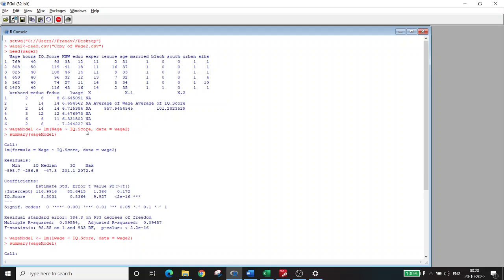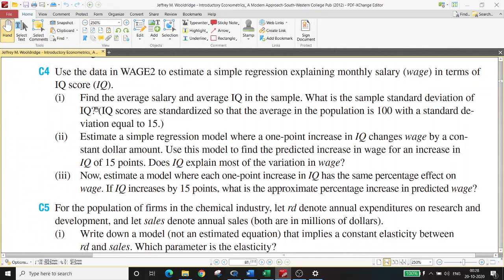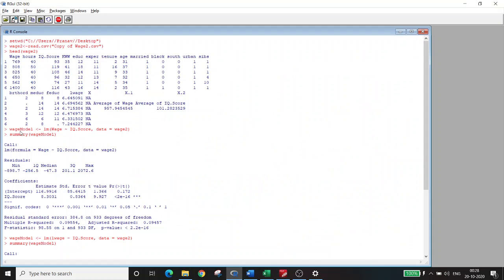Now I have fitted a regression for the first question, that is question number 2, that is, estimate a simple regression model where a 1 point increase in IQ changes wage. So I have written wage model. LM stands for linear regression in R. So wage, that is raw values of wage, is regressed on IQ score, and the data is wage2. So summary of wage model will give you the results of the regression. You can cross check it. The value of the intercept turns out to be 116, as we had got in the Excel calculation as well, and the IQ score coefficient comes out to be 8.30.